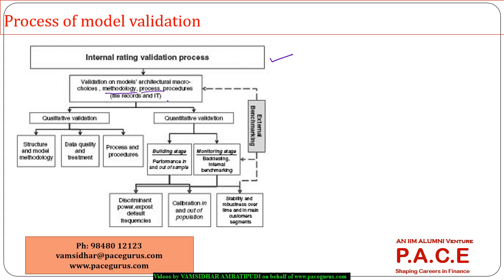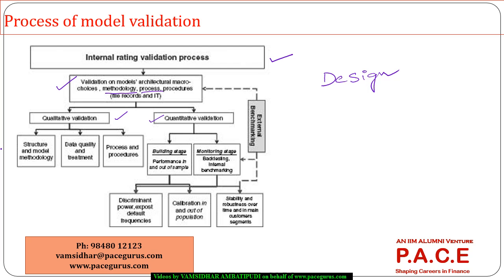That goes as a first step. Before we get into the real model validation, we are looking at the design of the model, the architectural choice of that particular model, the methodology, the process that you are following, and the various documents that are available. All those go as a part of the first step of the validation. And from there you look at whether you should move forward towards the qualitative or the quantitative validation.